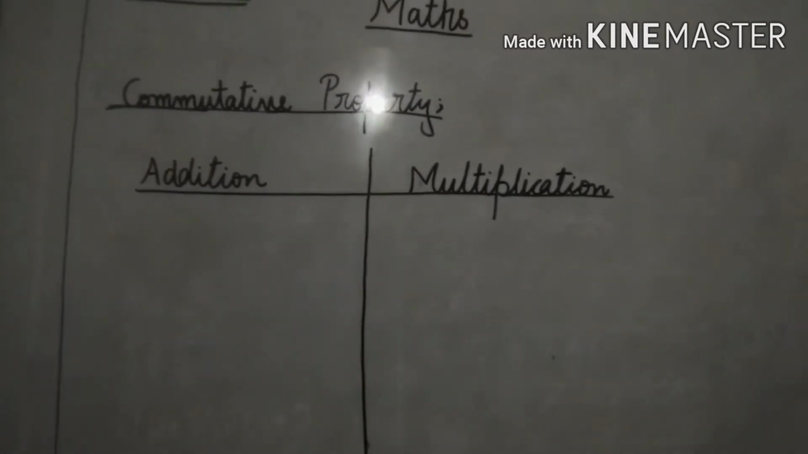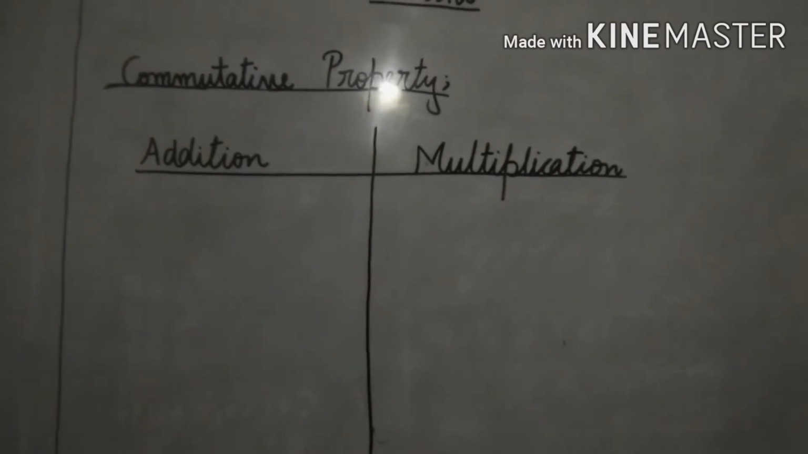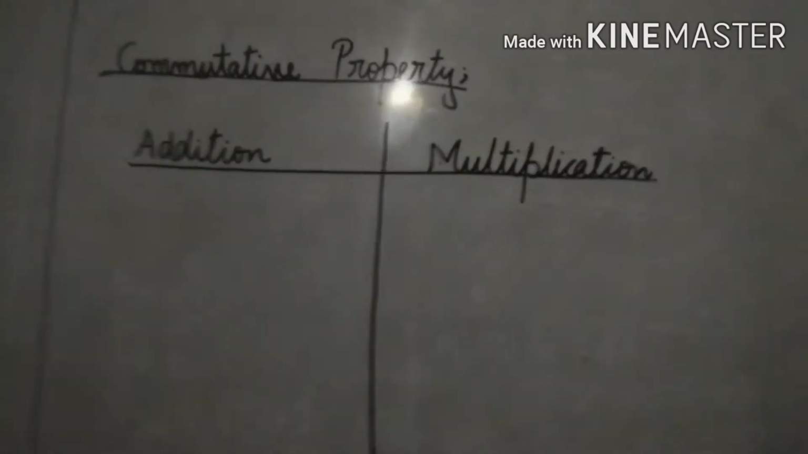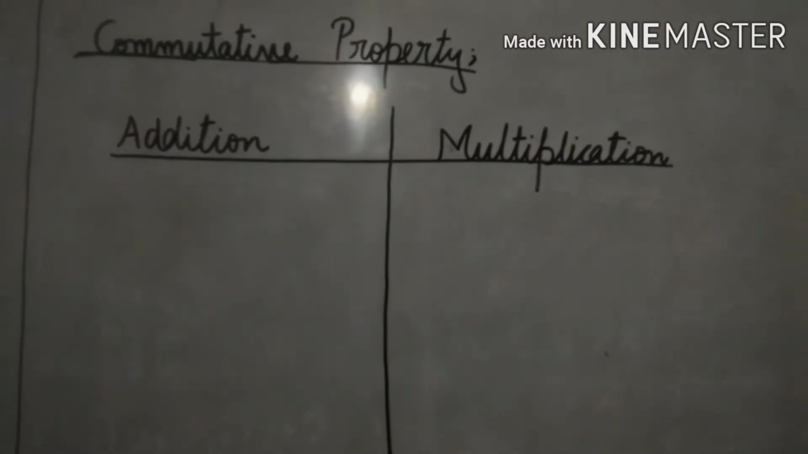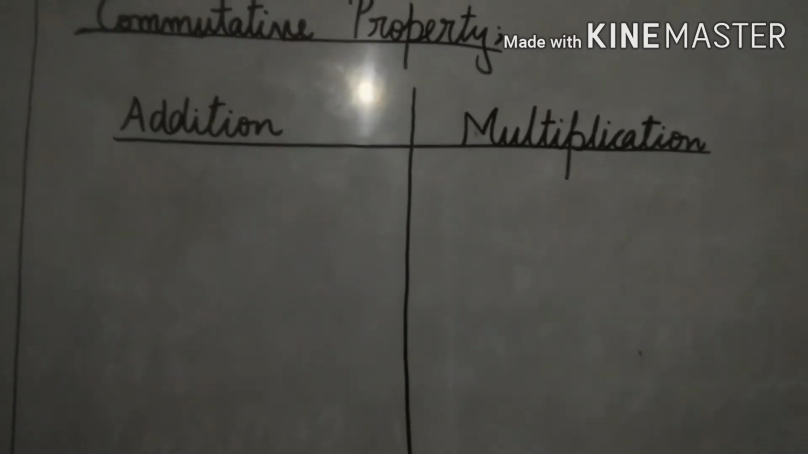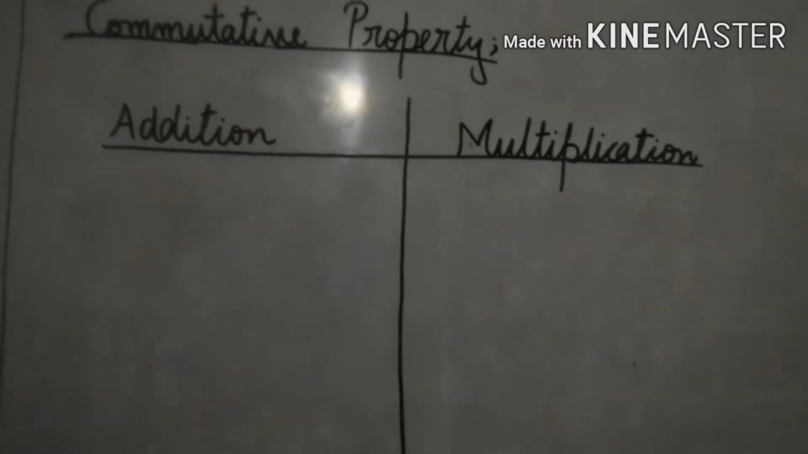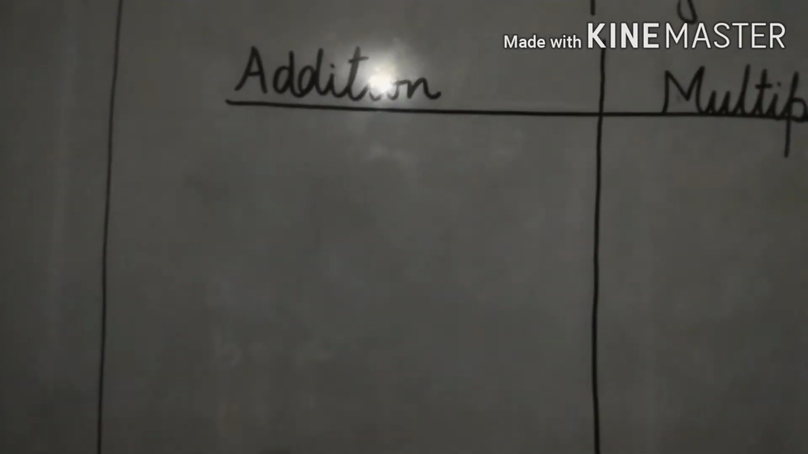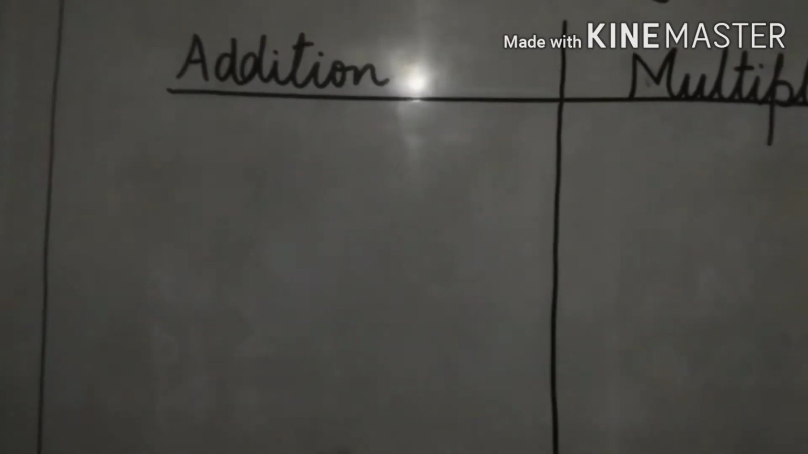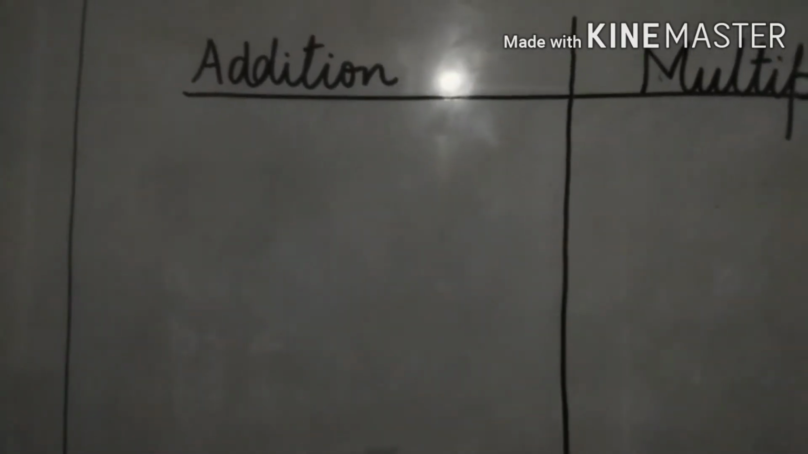Today, our topic is commutative property. We will study the commutative property of addition and multiplication. First of all, we will study the commutative property of addition. The commutative property of addition is that property in which if we add two numbers in any order, the answer will always be the same.